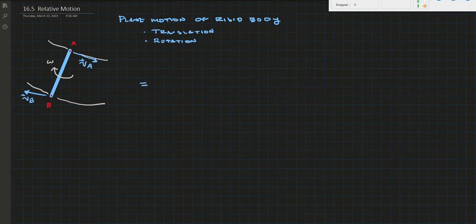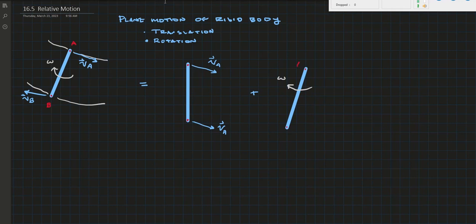So this equals some translation velocity. Notice these are both velocities in the A direction, at location A and B, and added to that a rotation with an angular velocity here. So typically we call this point that we're rotating about the base point.